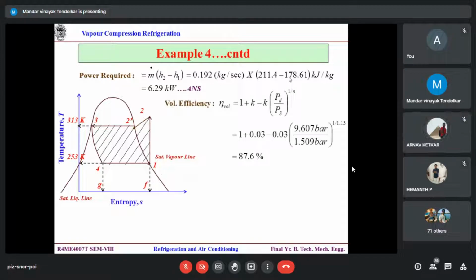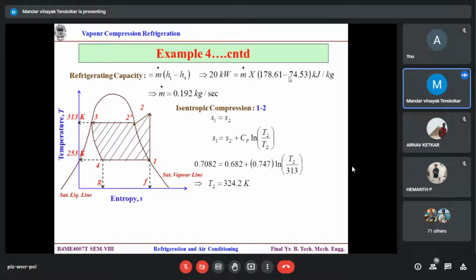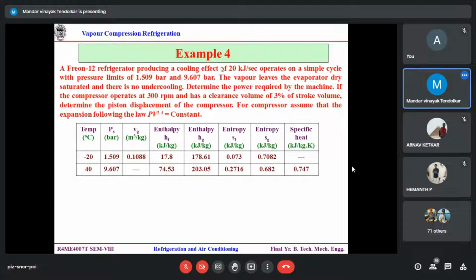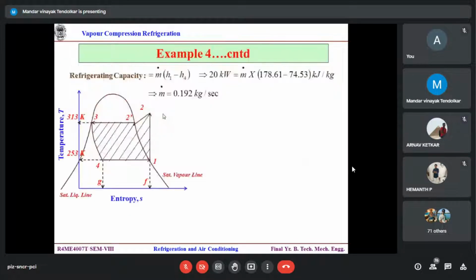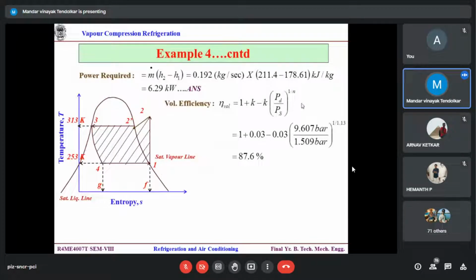Yes, sir. Now the volumetric efficiency. I hope you recollect this correctly because you have to. No choice. So K, that is clear, that is 3% given, and 1 by N. N is that PV raised to N. Is it 1.13 or 1.3? 1.3. So please cross check whether this is a typing mistake. 1.13.